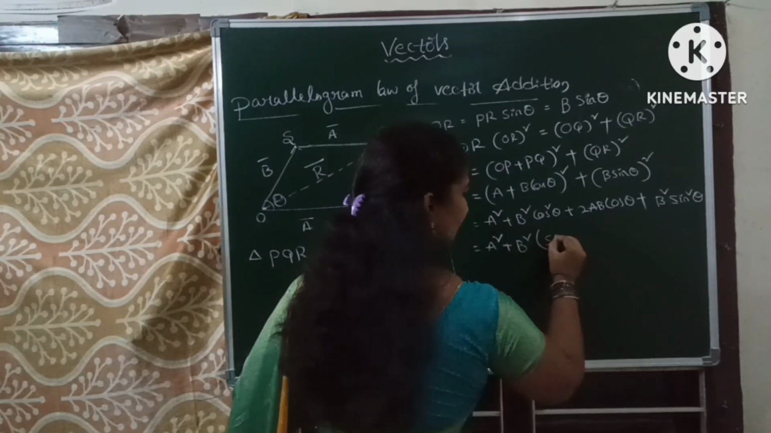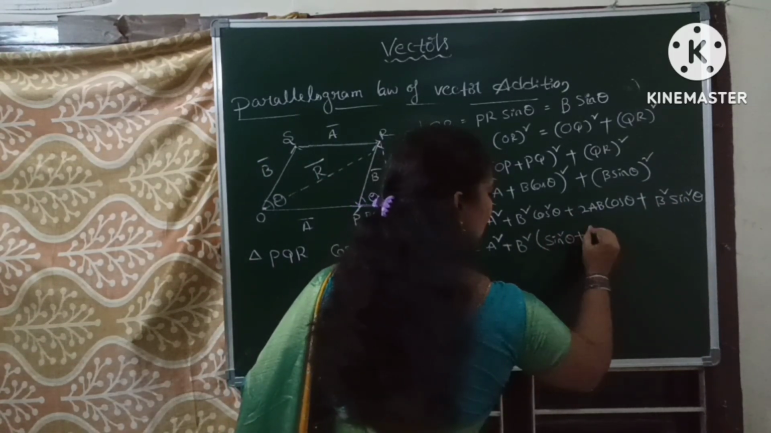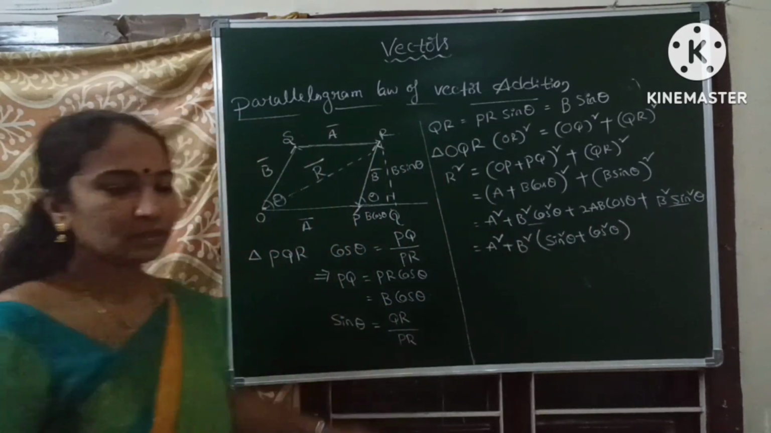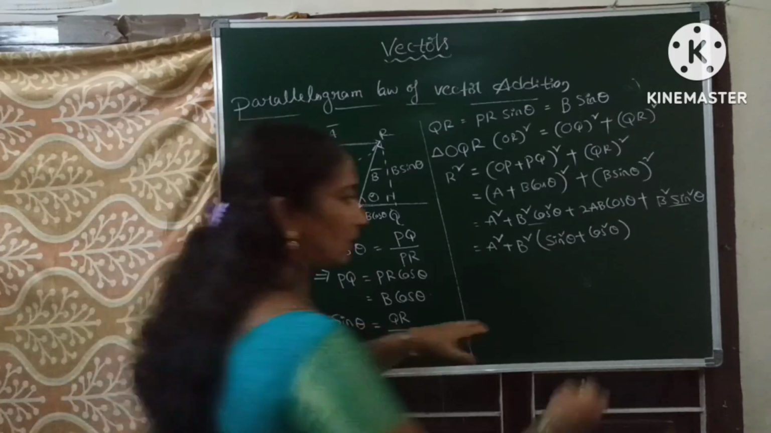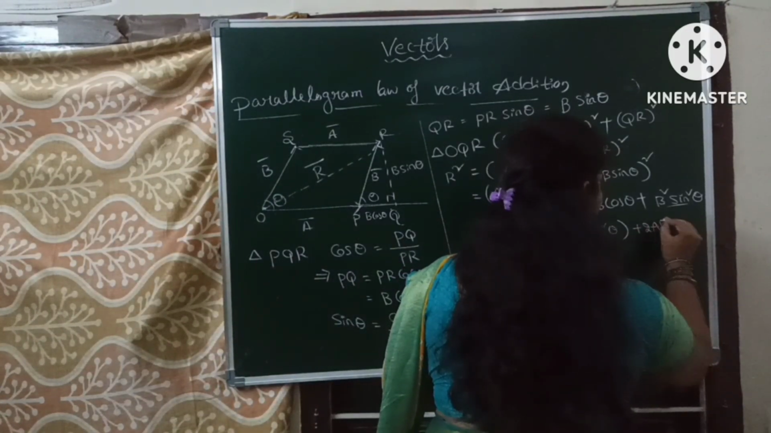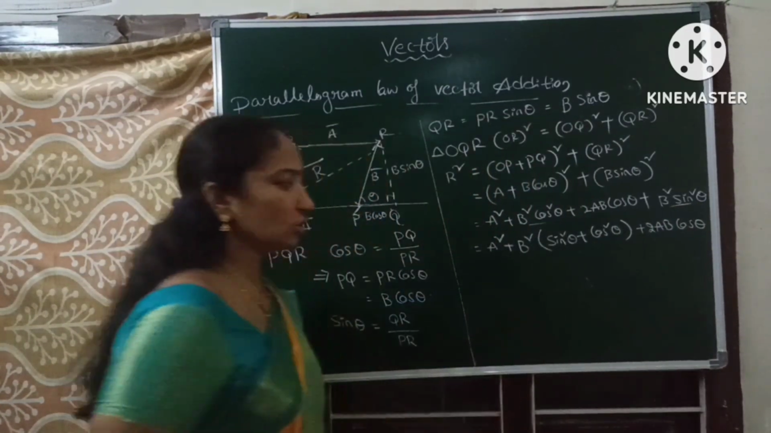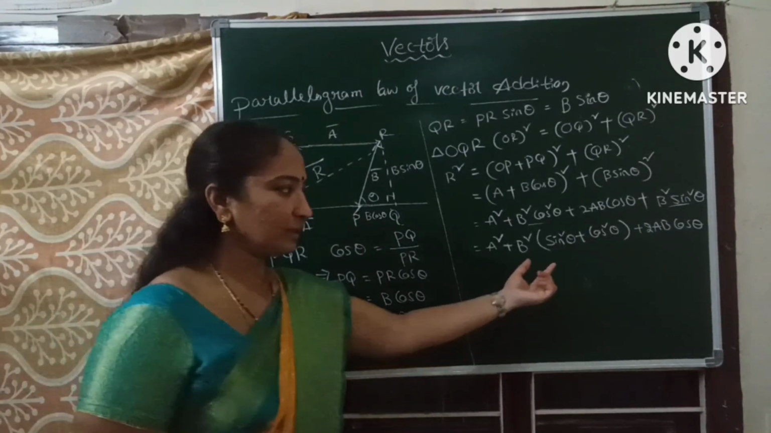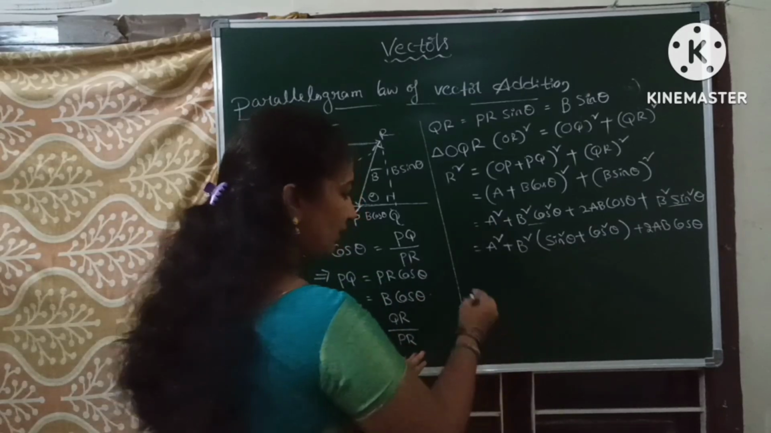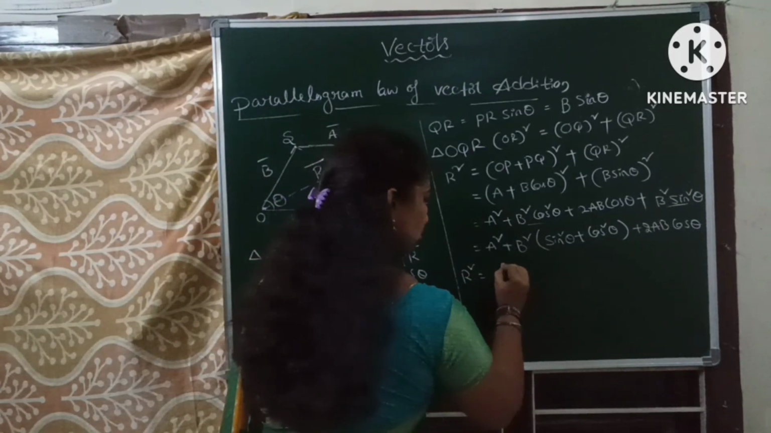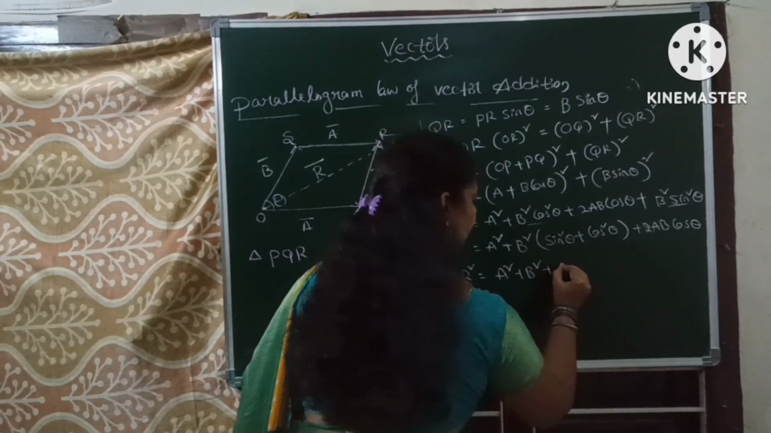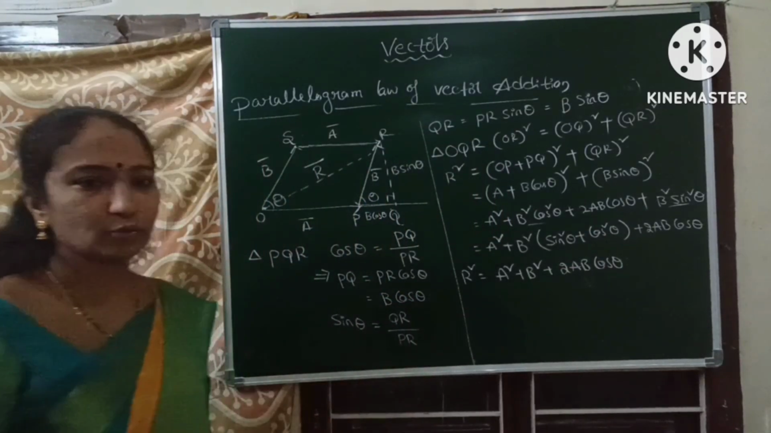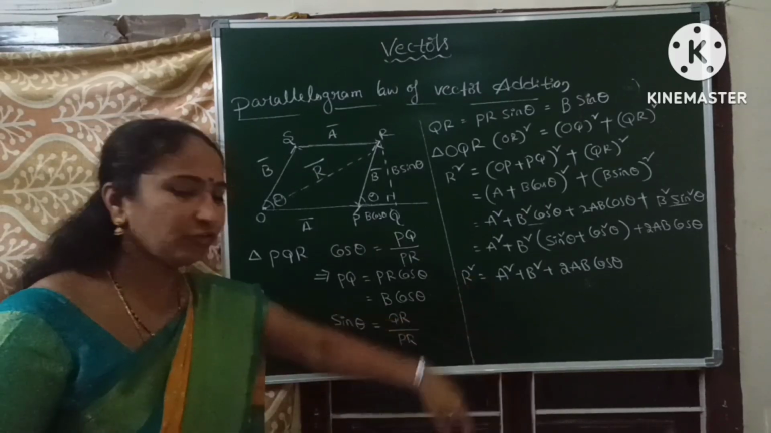Taking B square common, we get sin square theta plus cos square theta. B square from this term and this term is common, that is sin square theta plus cos square theta, plus 2AB cos theta. You know sin square theta plus cos square theta value is 1. We learned in trigonometry that sin square theta plus cos square theta value is 1. Finally R square is equal to A square plus B square plus 2AB cos theta. So this is the formula to calculate the resultant, R square formula.